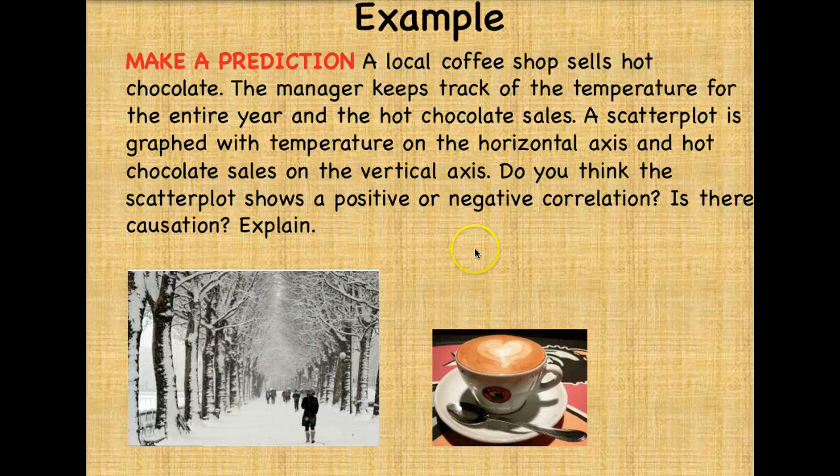So when the temperature is low, we probably sell more hot chocolate. As the temperature increases, we probably sell less hot chocolate. So can you visualize what that scatter plot may look like? It probably will be a negative correlation, but I would assume, just like the water bottle sales, that there probably is a relationship. And then I might also say that the cold weather caused customers to buy more hot chocolate to stay warm.